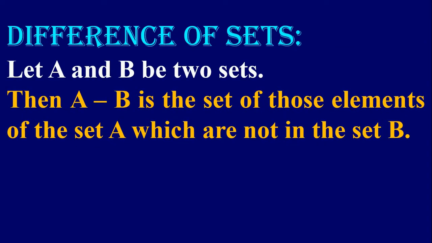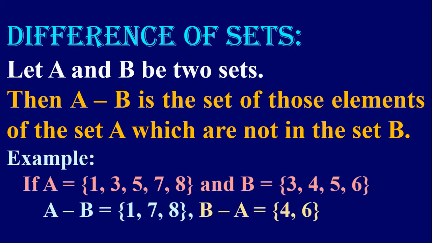Now first we discuss some operations on sets. First, it is difference of sets. Let A and B be two sets, then A minus B is the set of those elements of set A which are not in set B. So A minus B means you have to write all the elements which are present in A but not in B. So we consider one example.